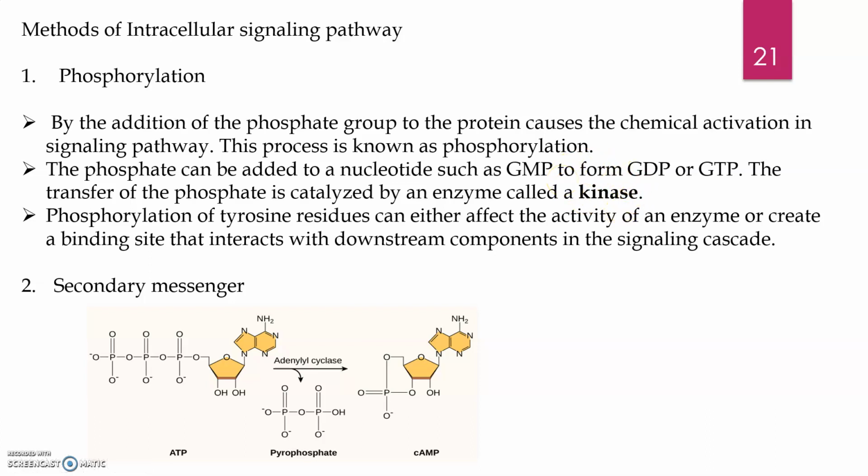Next, phosphorylation of the tyrosine residue can either affect the activity of an enzyme or create a binding site that interacts with the downstream components in the signaling cascade. This we have seen in the enzyme linked receptors, where on the binding of the ligand molecule, there is a formation of a dimer, and this dimer causes the phosphorylation process to occur.